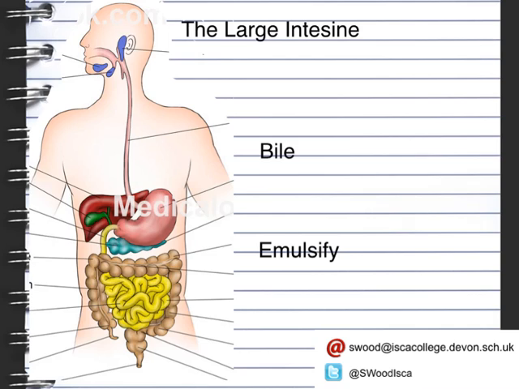Now the bile is actually produced in the liver, as opposed to the other chemicals that we've talked about today, which are produced in the pancreas. It's then stored in the gallbladder and then released into the small intestine. So we've got the gallbladder here and then the small intestine, which causes the bile to be produced.